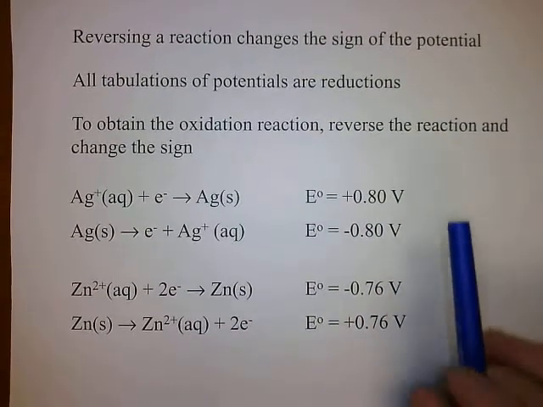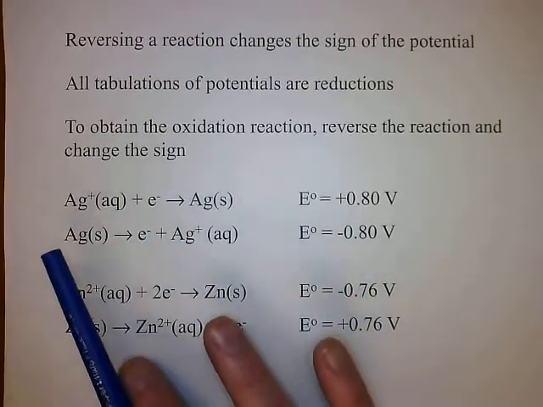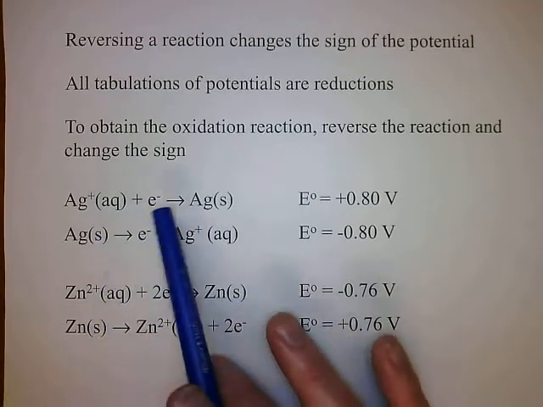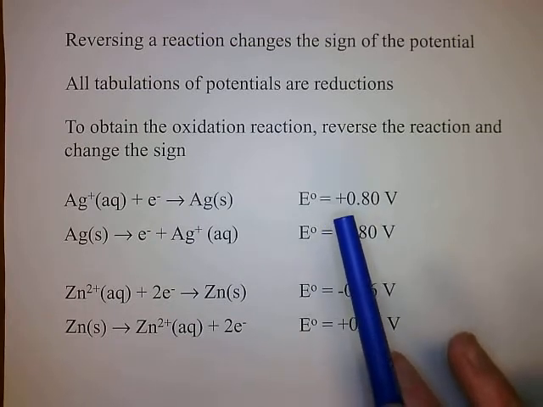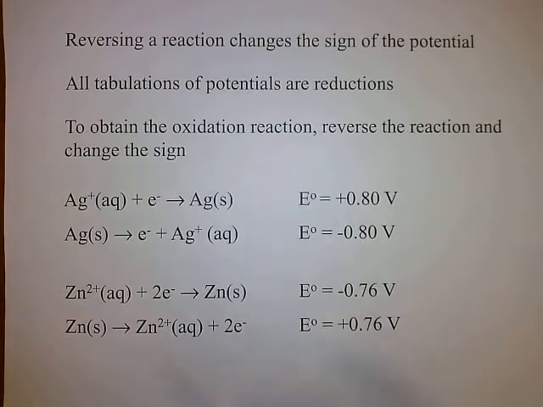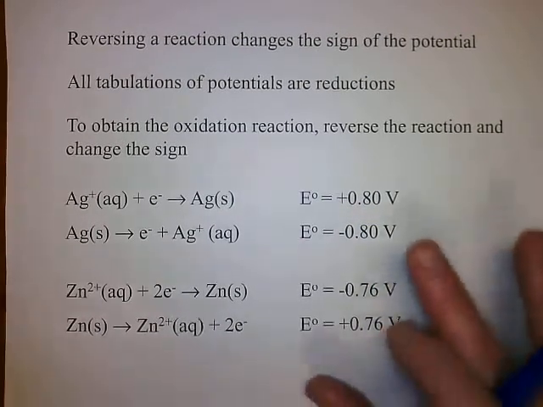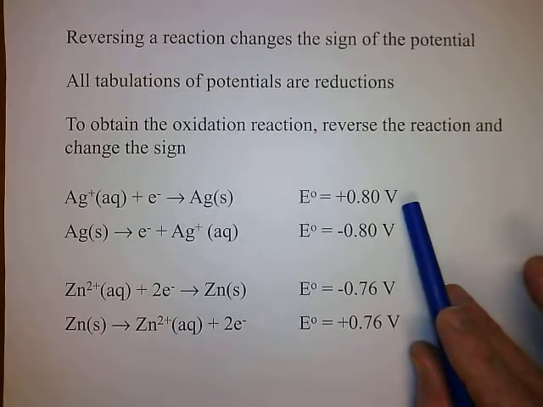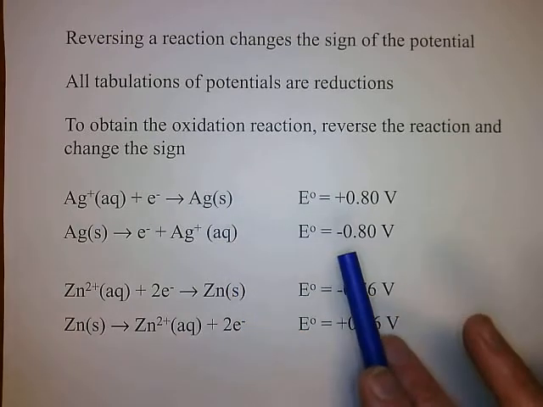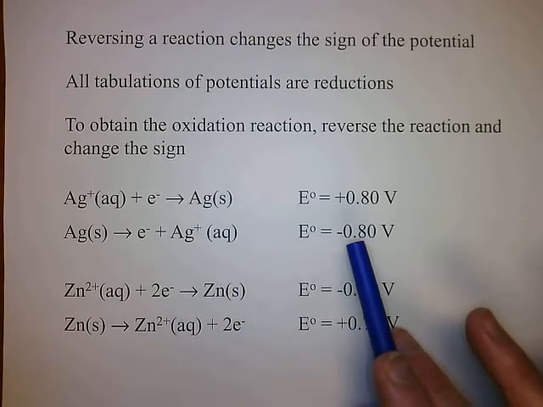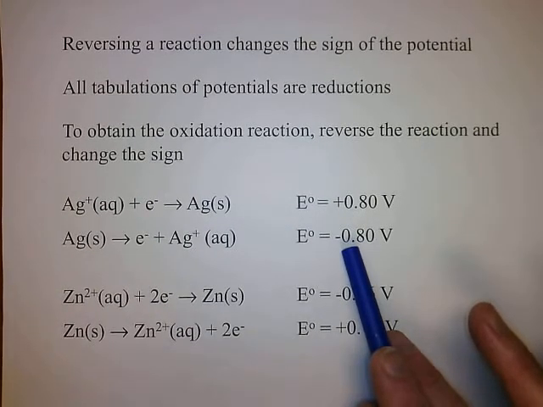So if you look up tabulated values, for example, for the reduction of silver, silver ion being reduced down to silver metal has a positive potential. That's positive 0.80 volts. And remember that a positive potential indicates a favorable reaction, right? So this is favorable. But if we reverse the reaction, for the oxidation of silver, we change the sign so it becomes negative, and that's equally unfavorable.